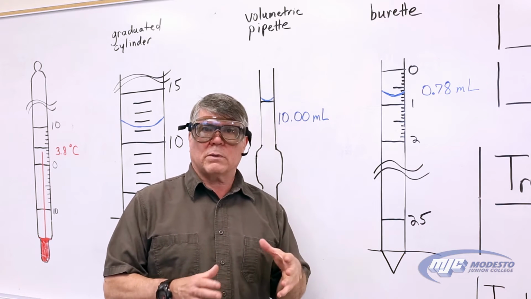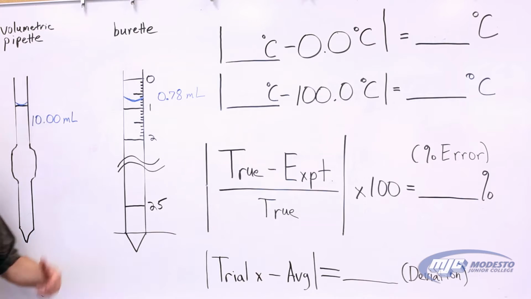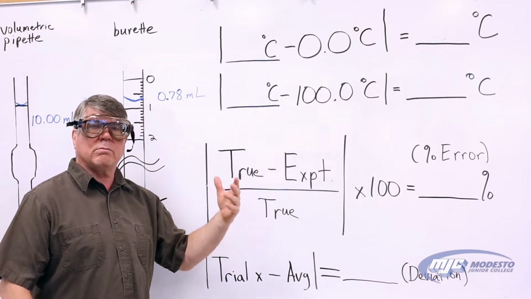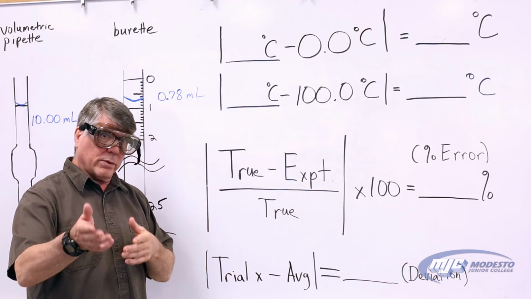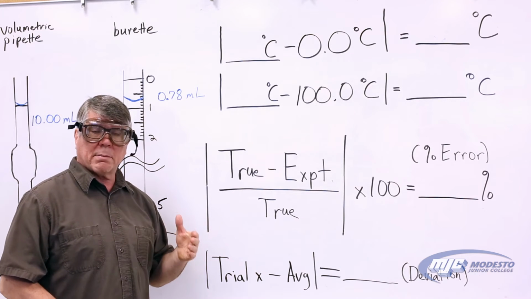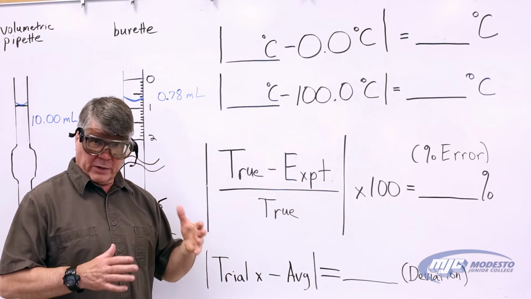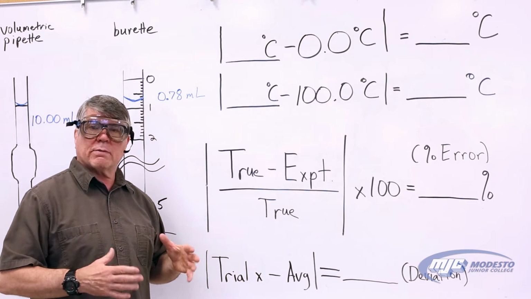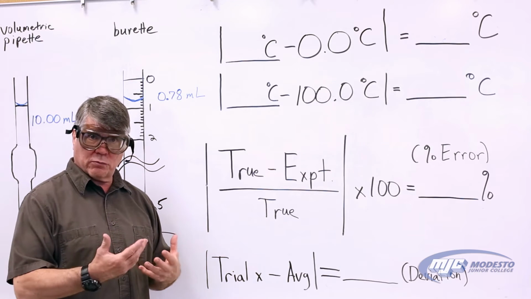But now let's talk about why we're doing some of those things. So if we look at these equations over here, in the first part of the experiment, we're going to be determining for you which thermometer was most accurate for the ice water and for the boiling water. Accuracy is a measure of how close that measurement is to the true value.